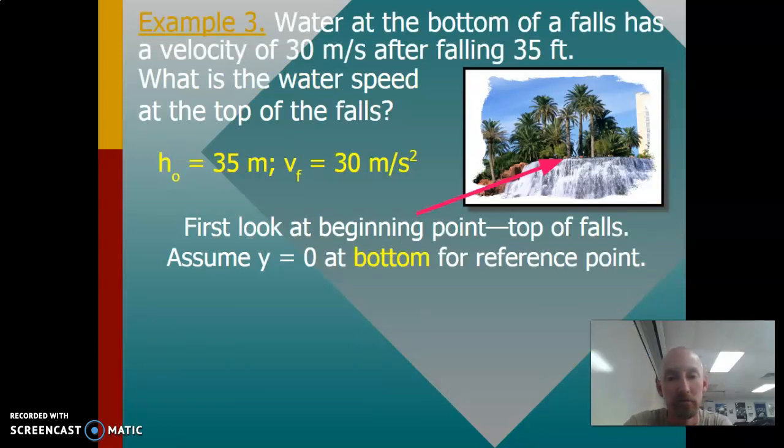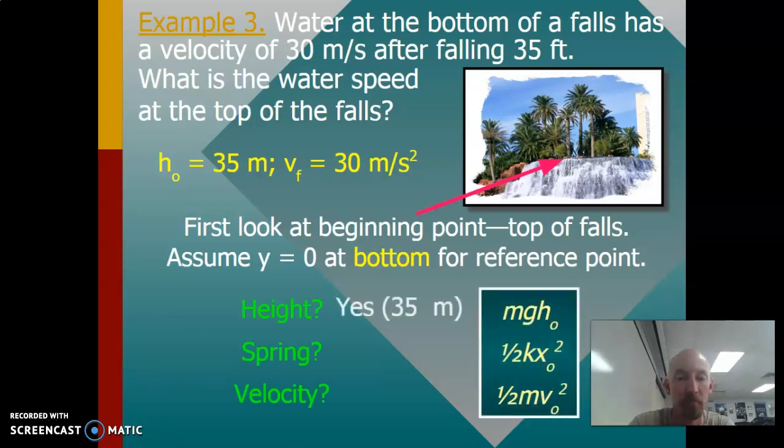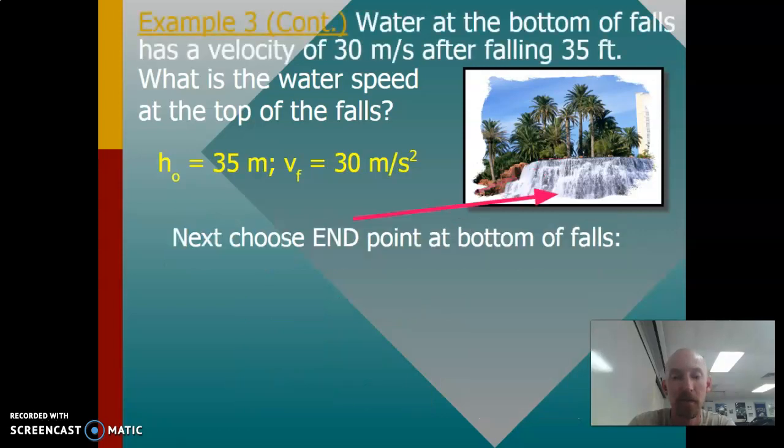Is there potential? Yes. Is there a spring? Well, no. We're talking about water falling off of a cliff, of a waterfall. Right? Is there velocity? Yes. So that's at the beginning, at the top.